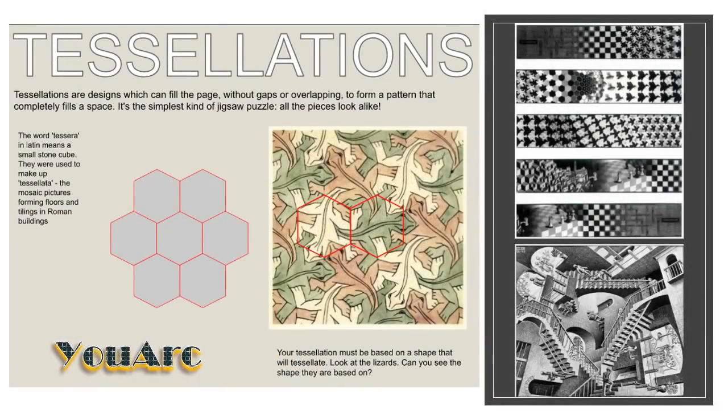Tessellation is the art form where the designs completely fill the page without any gaps or overlapping, forming a pattern that completely fills a space. If you give a page with a pattern, they completely fill the space. This effect or painting strategy is called tessellation. So these are a few examples. We can see it's completely filled with patterns. So these are examples of tessellation.